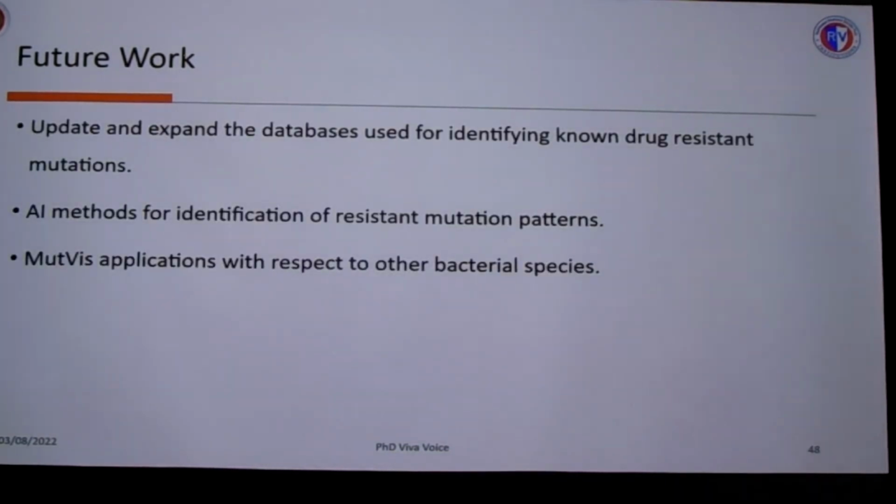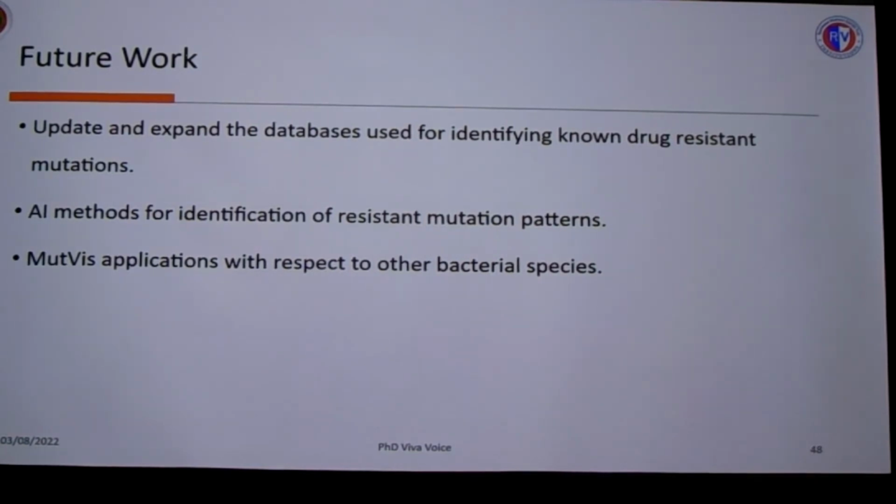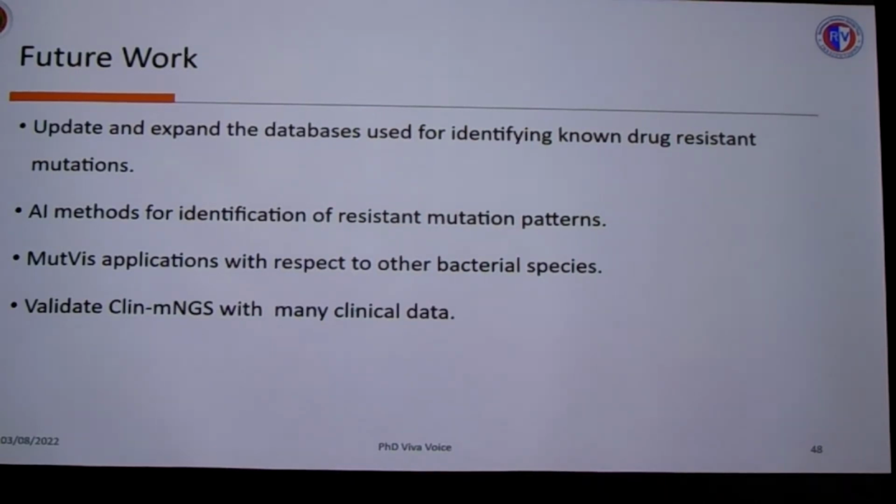Future work to this: one is we need to update and expand the databases. There will be more databases which we'll be discovering in the coming years, so we can add them into the first objective. Then nowadays people are looking at artificial intelligence to predict mutations. I think that would be a wonderful opportunity to apply to identify resistance mutation patterns. And Nucleus was only checked for Mycobacterium tuberculosis, but we can also look into other important pathogens, see how they behave, and also validate ClinMNGS with more clinical data.